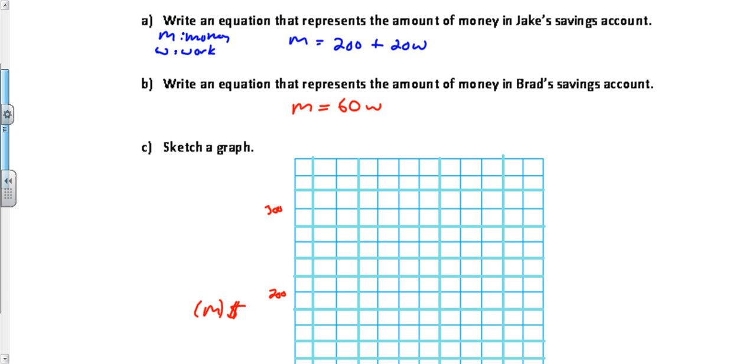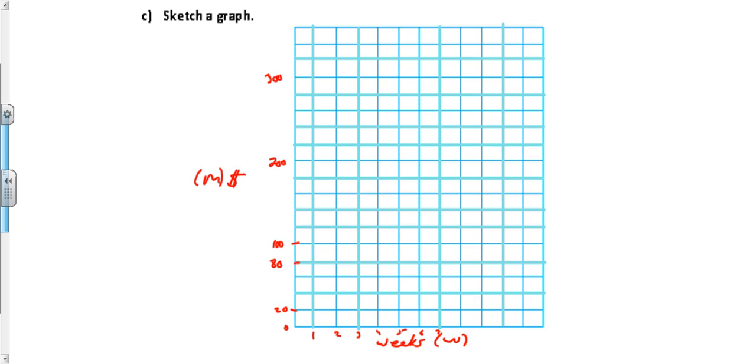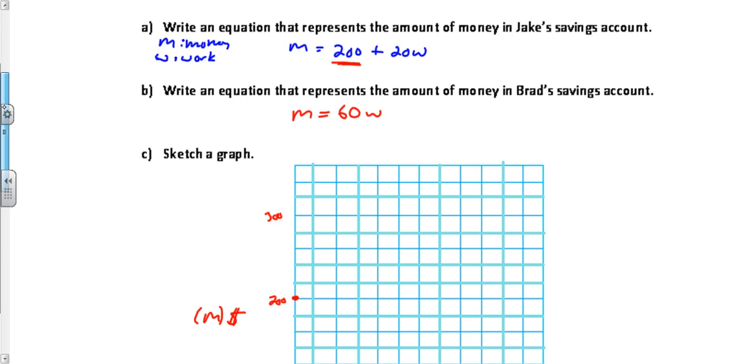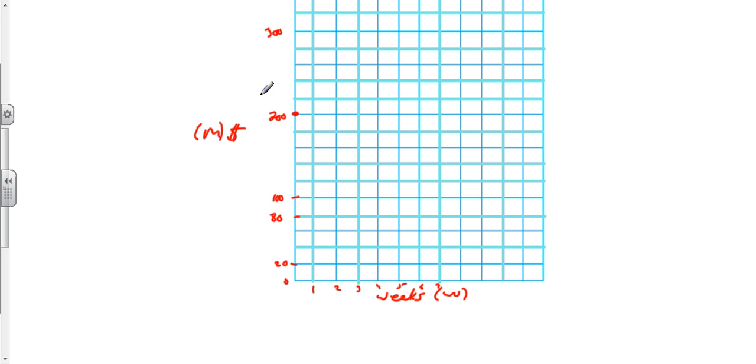So if we graph them, this is the y-intercept, so 200. And each week he puts in $20. So he starts at 200 and then a week later he's there, week later he's there, week later he's there, and so on, because he's putting in $20 a week. So that's his line.